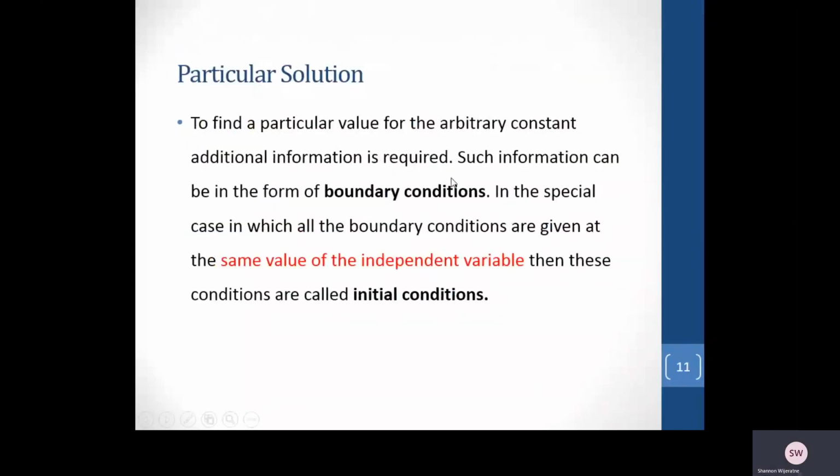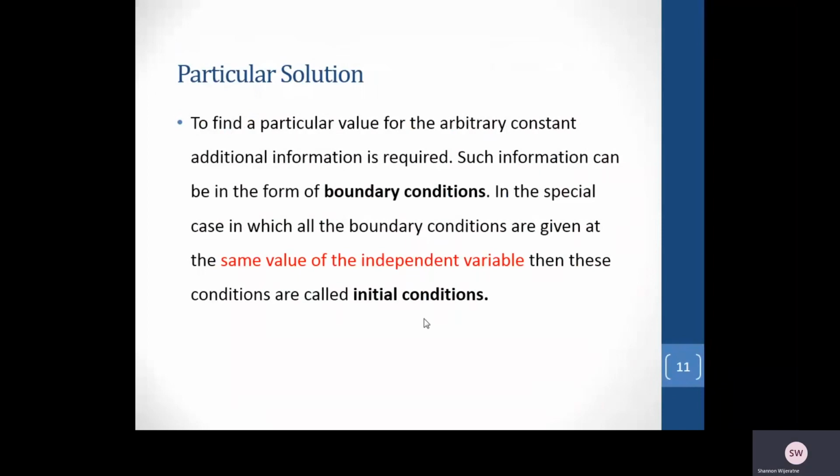So to find the particular value, that means to find the value of the arbitrary constants, we need some additional information. This additional information can be in the form of boundary conditions or initial conditions. The difference between them is, for a second order differential equation, we need two conditions in order to find the arbitrary constants.